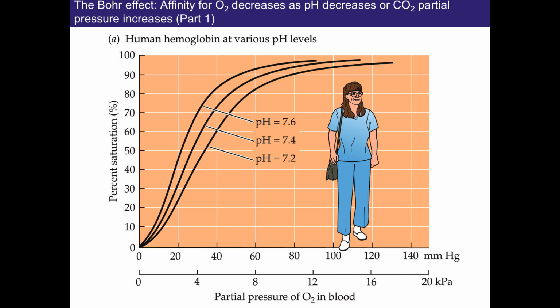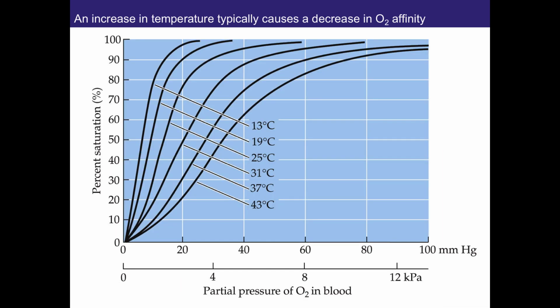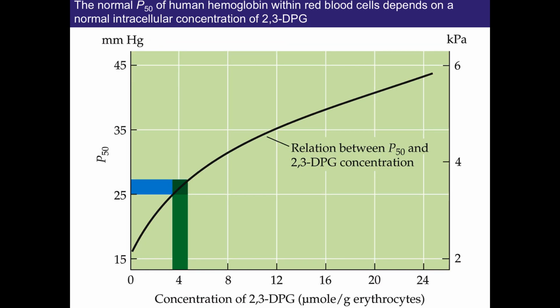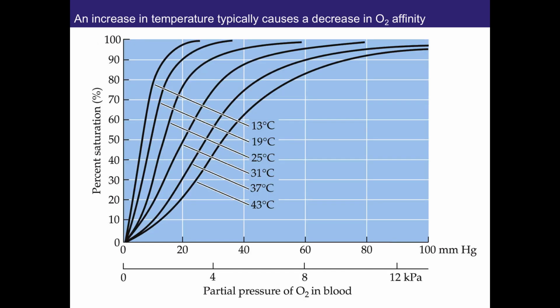And DPG. And DPG, right. So that's a really good one too. So DPG. Now this graph is a little bit harder to read because what it's doing is P50 is on the y-axis. So as you increase P50, what you're actually doing is you're shifting the curve to the right. So let's go back to this one. See? Here's the P50, and if you read down, that's about 5. As you shift it to the right, we're at 10. As you shift it more to the right, we're at 25. As the P50 increases, you're shifting that curve to the right, facilitating the unloading of oxygen.